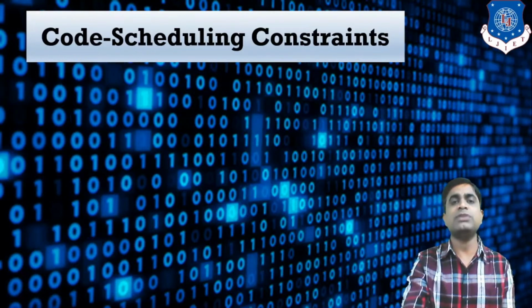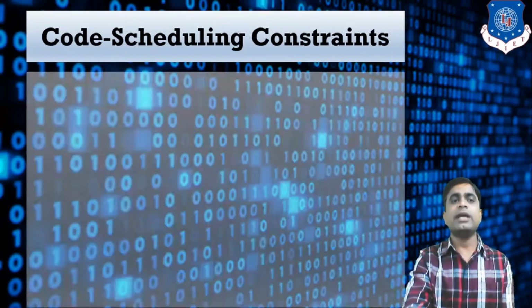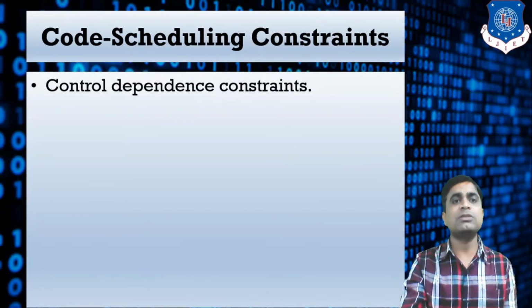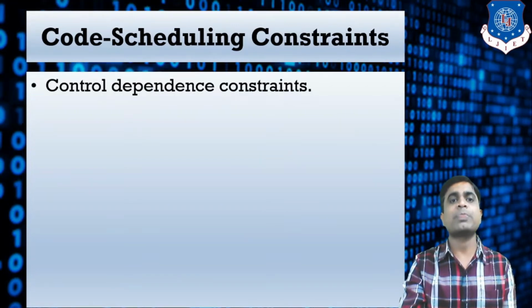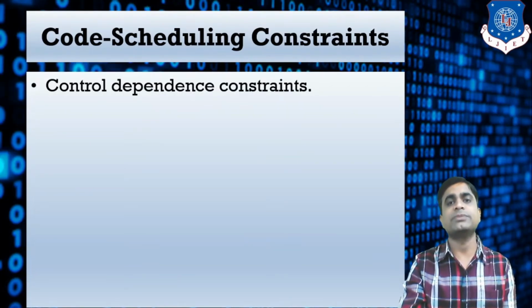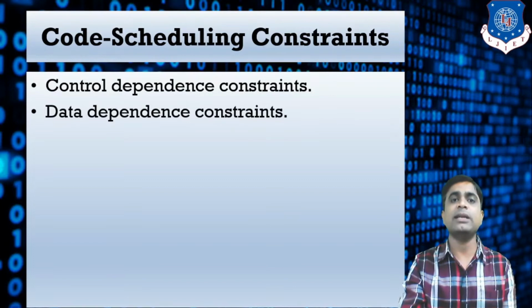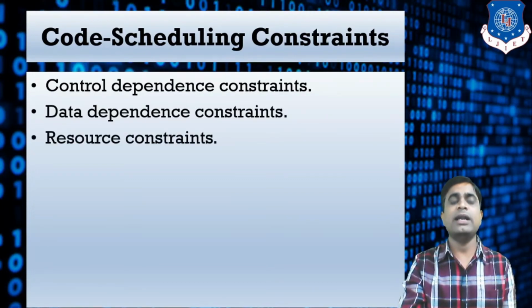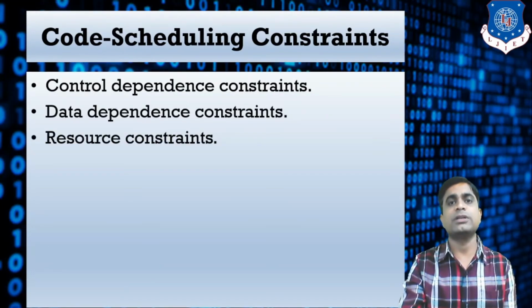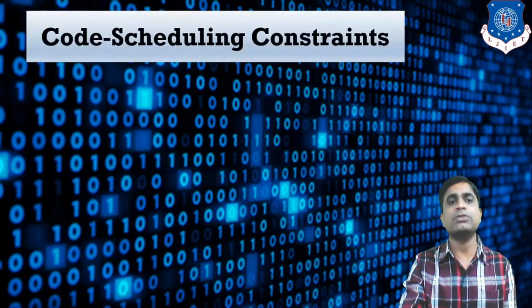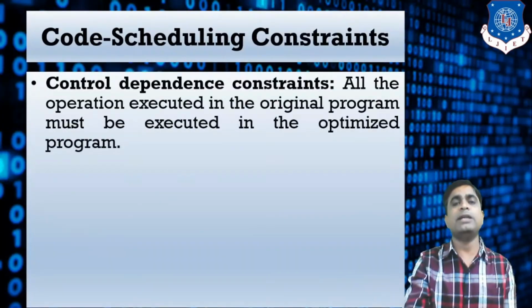The next topic is code scheduling constraints. So we have different scheduling constraints, right? The first one is called the control dependence constraint. Next is the data dependence constraint, and the next one is the resource constraint. So let's discuss the first one, the control dependency constraint.